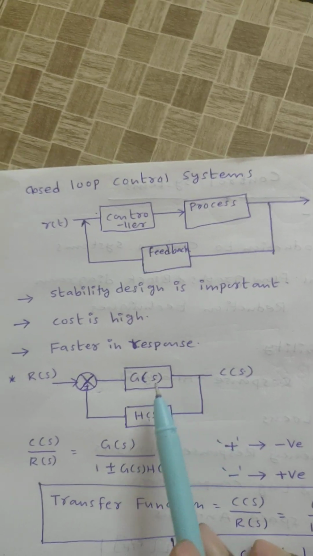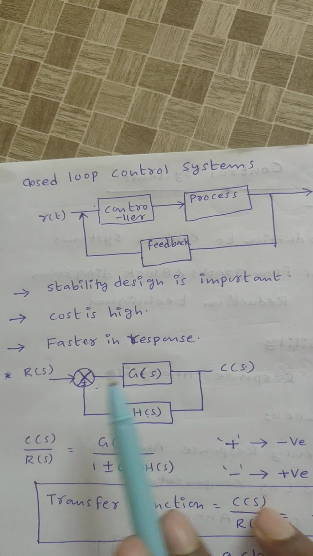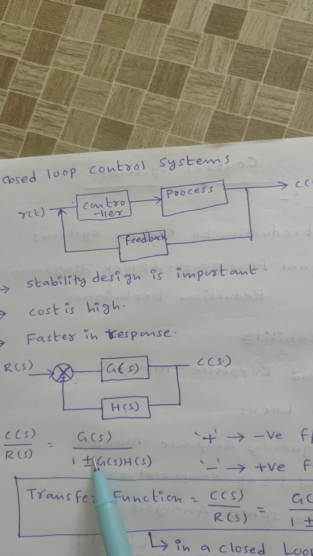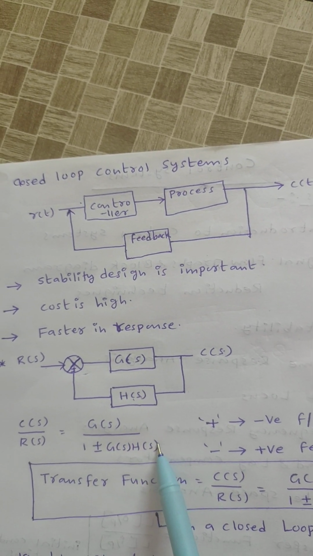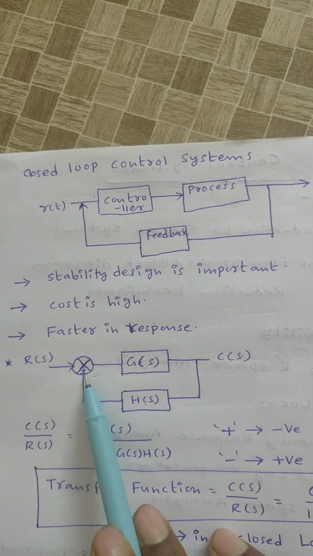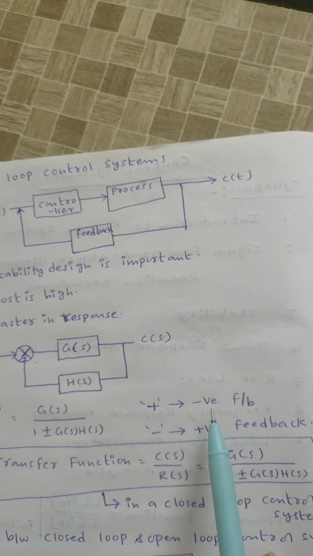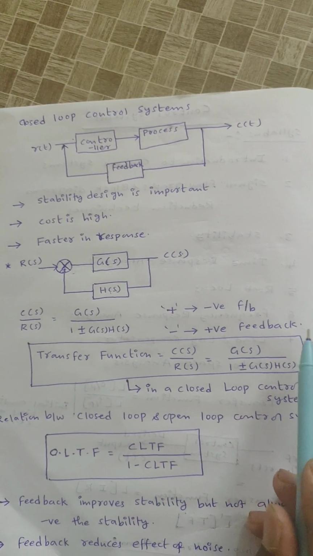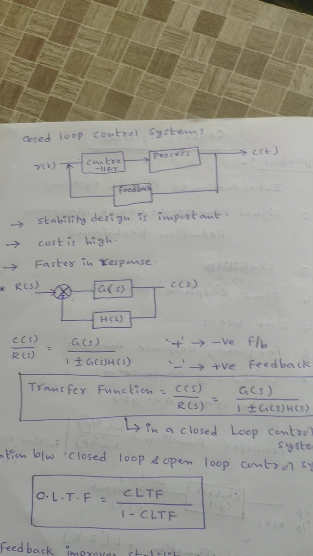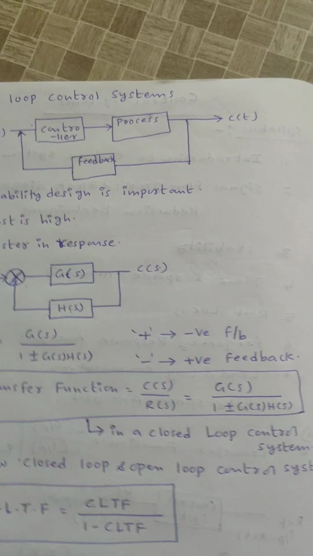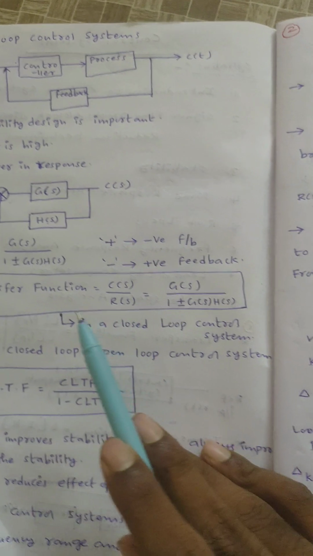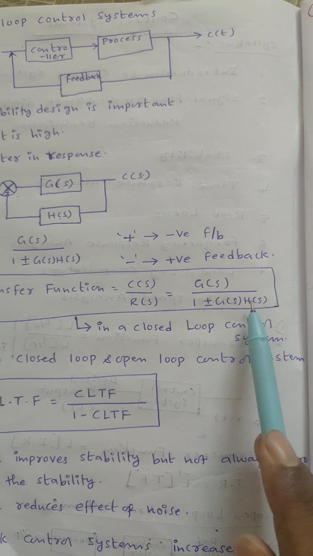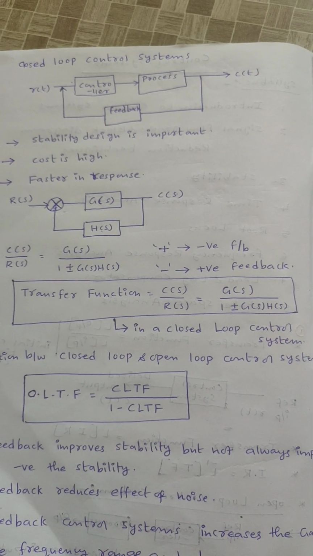Then the closed loop transfer function can be written as C of S by R of S equals G of S by 1 plus or minus G of S into H of S. Here I have given plus or minus: plus for a negative feedback system, minus for a positive feedback system. That is the closed loop transfer function.